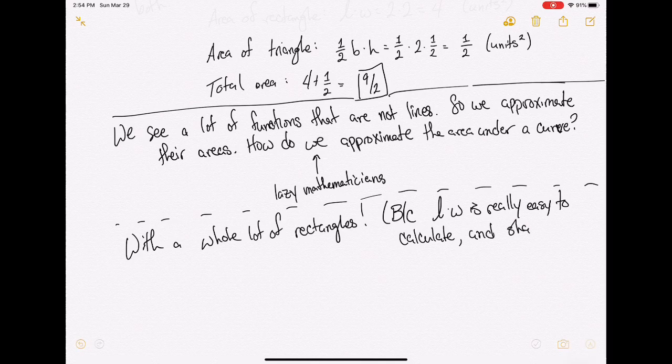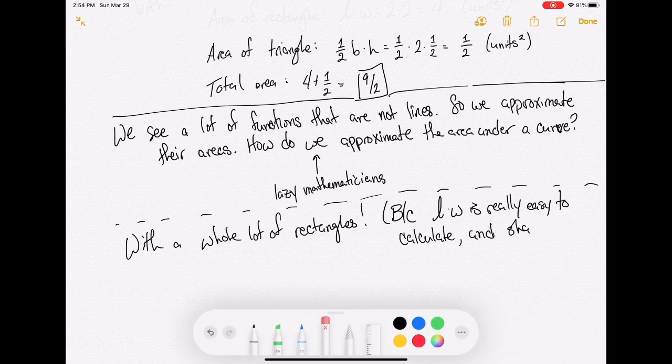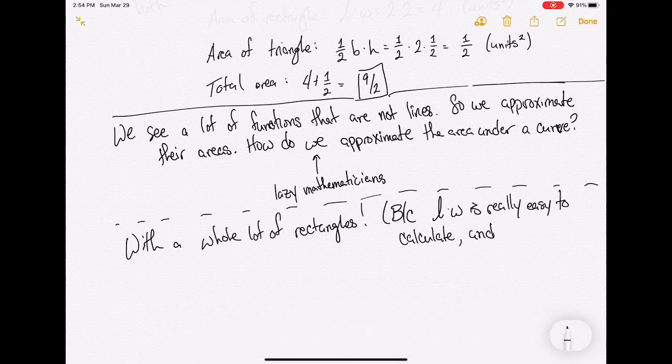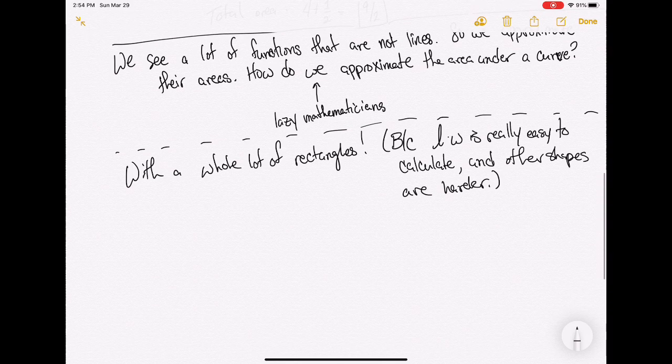Call this "other shapes." Other shapes are harder. That's what I meant by the lazy mathematician. The lazy mathematician just wants to work with rectangles, and so that's what we do. So let's see how we do this.